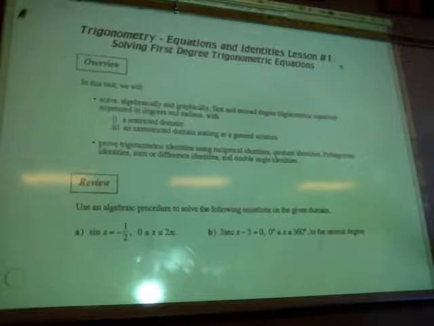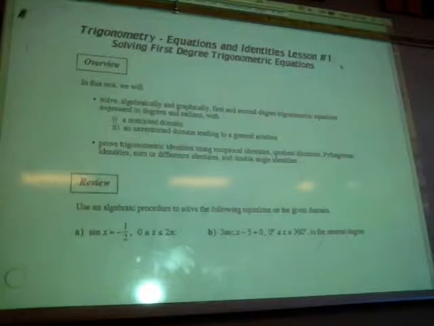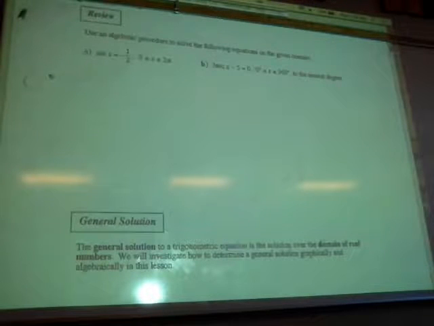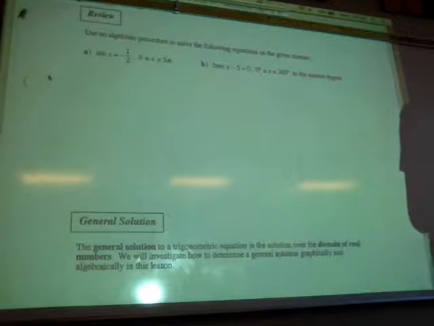Okay, just a little review of the unit. Basically, we're going to be solving first degree, second degree trig equations. And then we're going to be looking at some identities and how to prove those. But for starters, we're going to take it easy. We're just going to review something you guys already know. And this will be good review for your unit test, which is now on Tuesday, not today.